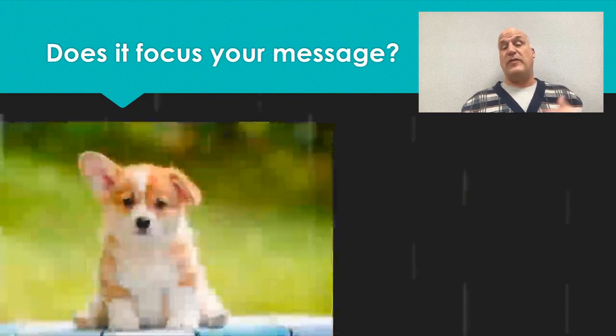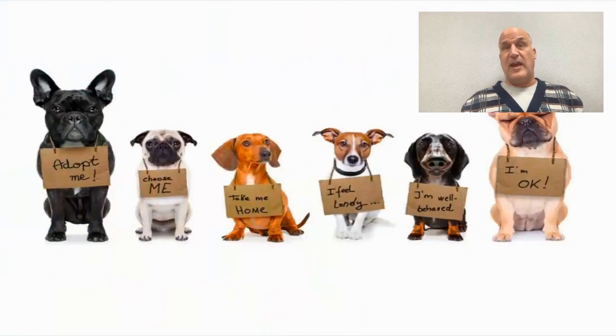But if I show these cute puppies, and you can see they have signs that say adopt me, choose me, take me, the message becomes more clear here. I'm not just talking about puppies. I'm talking about adopting a puppy. And so the message becomes so much more clear with this second visual.